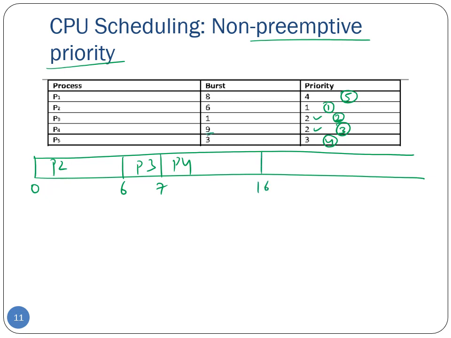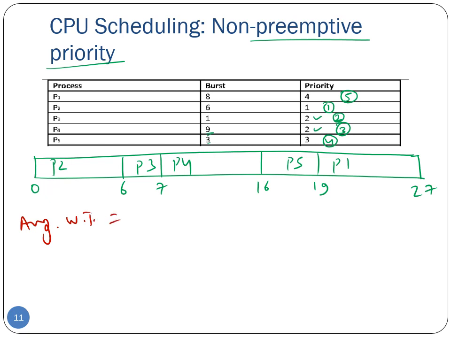So here, then we have P5 coming in, which has a CPU burst of 3. It starts at 16 and finishes at 19. And finally we have P1 coming in, which has a CPU burst of 8. So it starts at 19 and finishes at 27. The average wait time and turnaround time would be computed similarly.